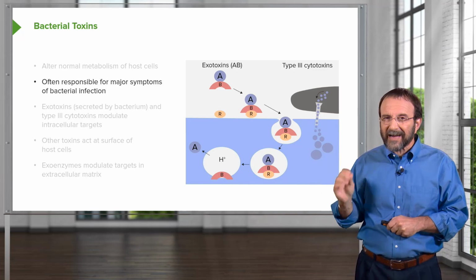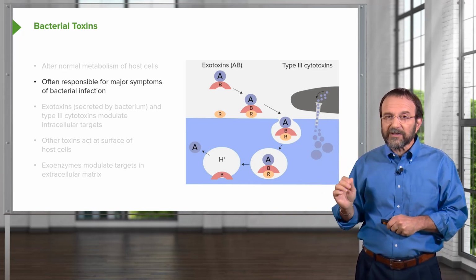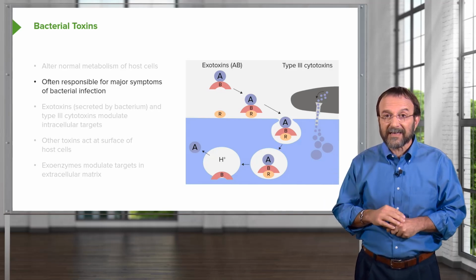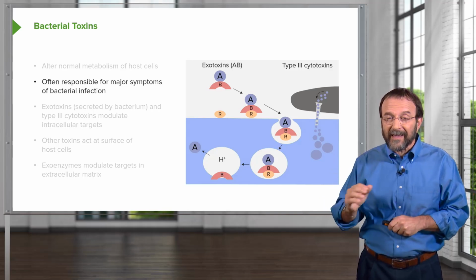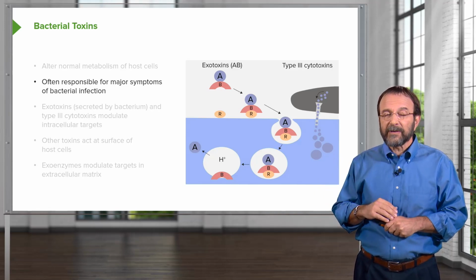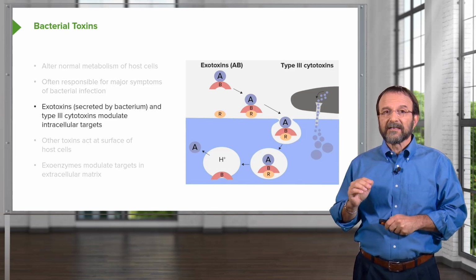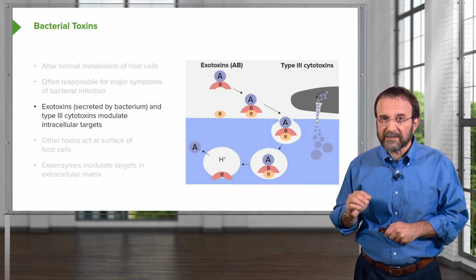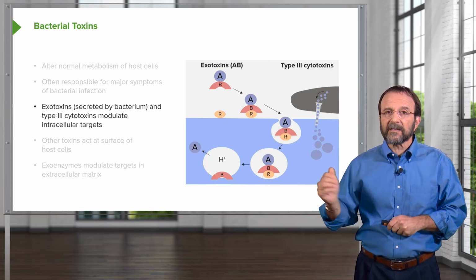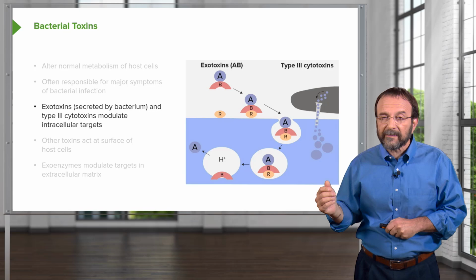Interestingly, this is in direct contrast to viral infections, in which very few viral toxins have been identified. They cause disease in very different ways from bacteria. Now, we recognize different classes of bacterial toxins. Some are called exotoxins because they are secreted by the bacterium into the extracellular environment.